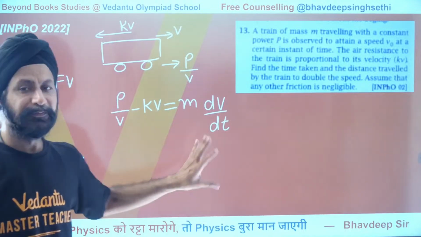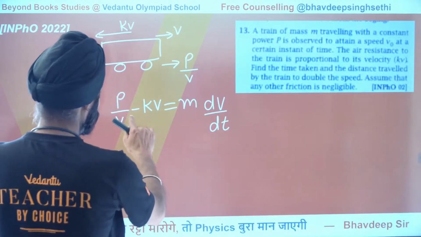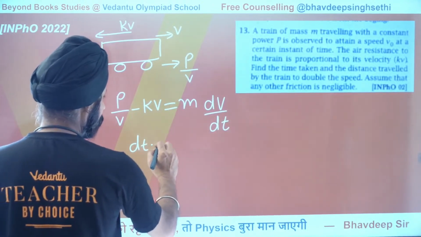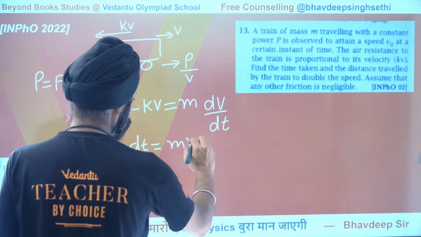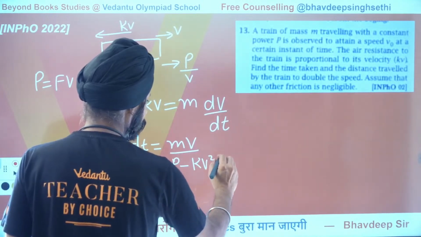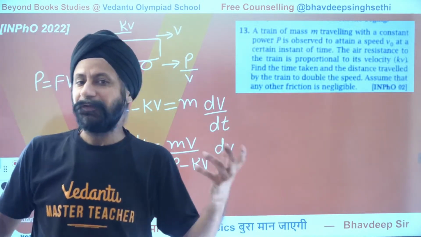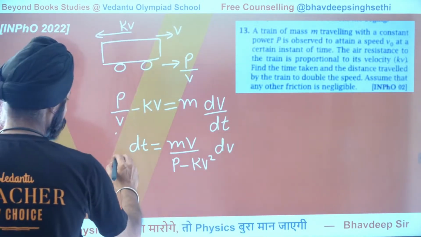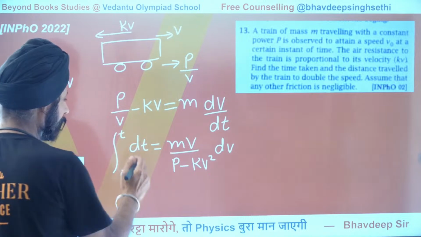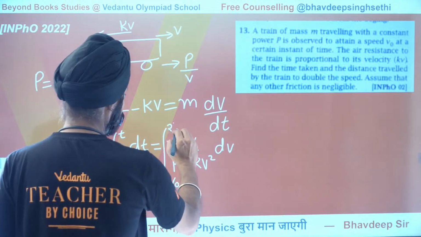They're saying make the velocity from v naught to 2v naught. What is the time? You can just rearrange all this. So this becomes (P minus kv squared) over v. You arrange all this, so you get dt is equal to mv over (P minus kv squared) dv. Okay, so how much time will it take from v naught to 2v naught? Piece of cake for you. Let's say I start my watch now at time 0, and how much time would have elapsed while the velocity goes from v naught to 2v naught?